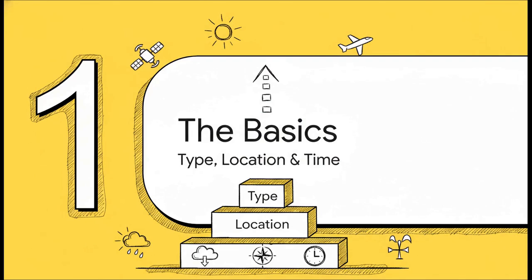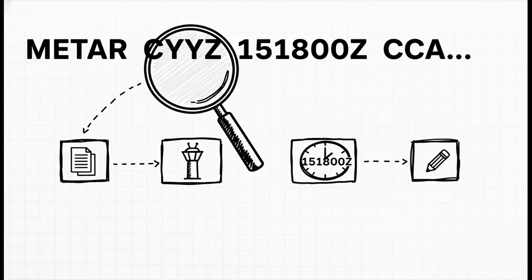Okay, let's start at the very beginning. Like any good message, a METAR first tells you what it is, where it's from, and when it was sent. This is the foundation for everything else that comes after. So, taking a closer look at our Toronto METAR, we're going to start with this very first block of text. This section lays all the groundwork. It tells us the report type, the airport it's from, the time of the report, and if it's been corrected.